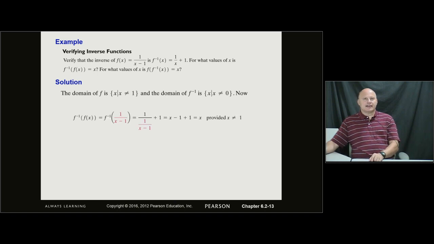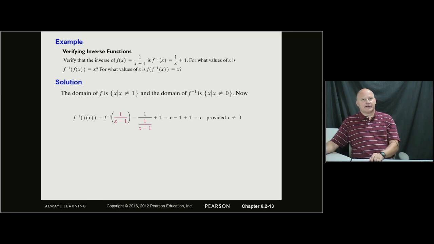So now let's look at this. We have f inverse of f of x, so we plug in 1 over x minus 1 for the function, because that's what it equals. We did this in compositions back in 6.1. So 1 over (1 over x minus 1) plus 1. You flip that over, you'll get x minus 1, and then plus your 1 again. And those cancel, leaving me with just x.